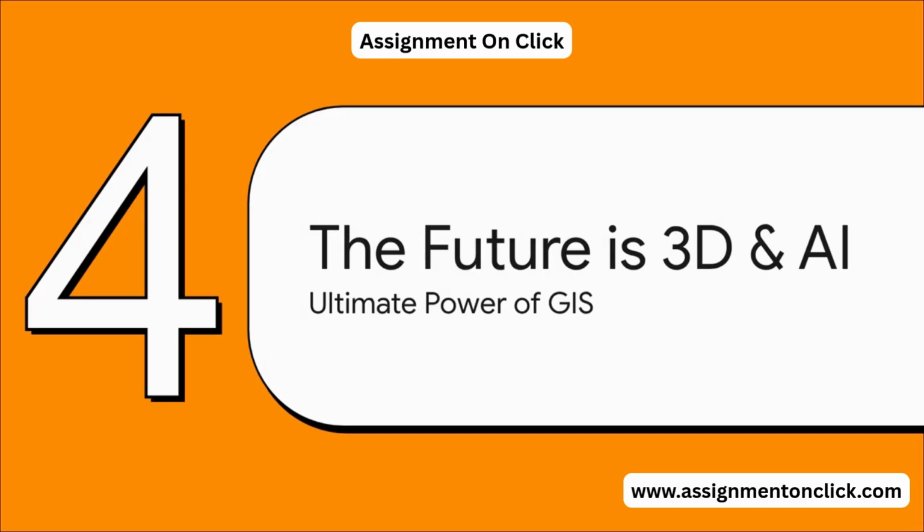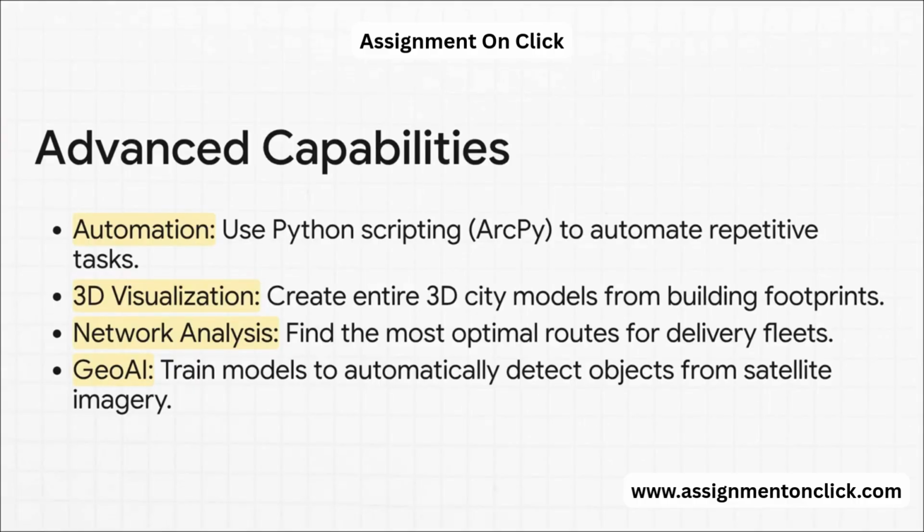Okay, so we've made a simple map, we've done some basic analysis, but now let's look at the future. This is where we get into the truly mind-blowing stuff you can do with ArcGIS. Honestly, this is where it starts to feel a little bit like magic. Yeah, this is where things get really futuristic. Instead of doing the same tedious clicks over and over, you can just write a little bit of code to automate it all. You can take flat 2D building data and turn it into a living 3D city model that you can literally fly through.